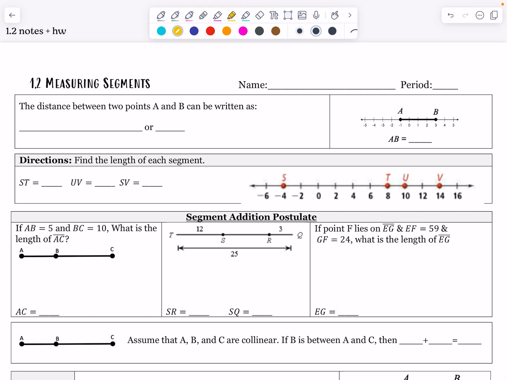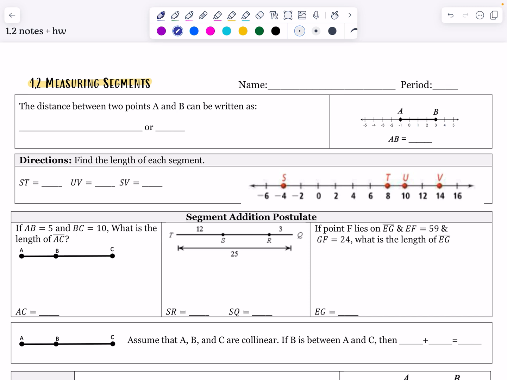Hello everyone, and welcome to our notes on 1.2, which is all about measuring segments. We talked about when we are looking at lines, we cannot measure a line because it goes on in both opposite directions forever. However, a segment has two endpoints and it can be measured. So we can find the length of a segment.